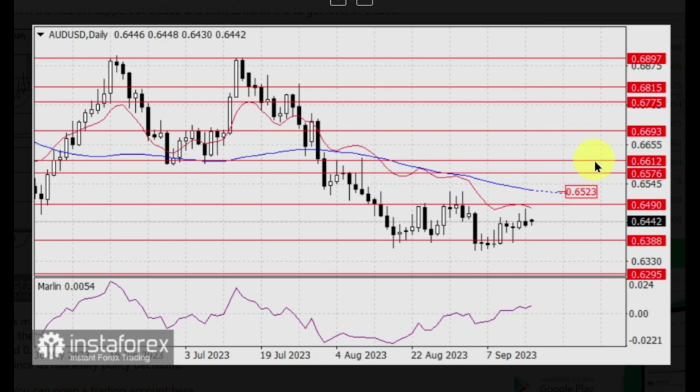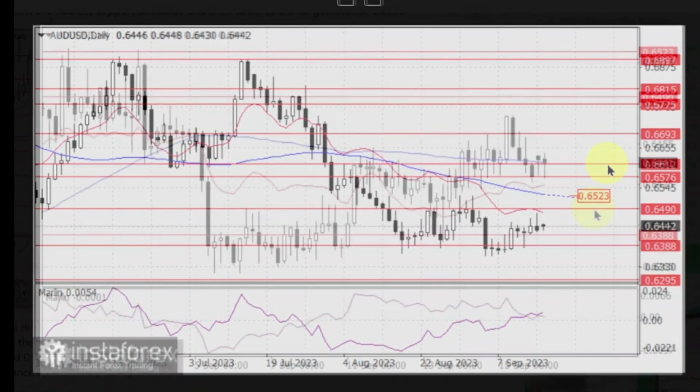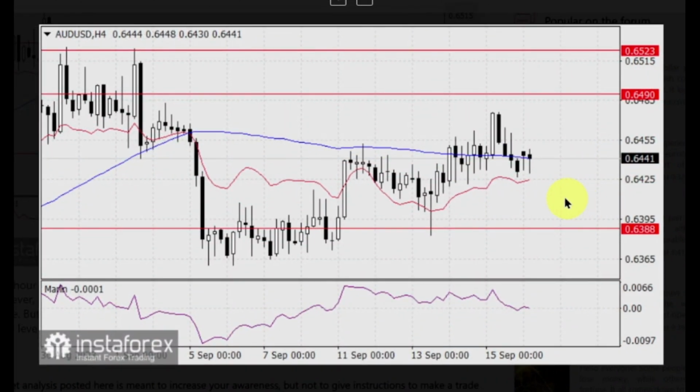Clearly, the main events will occur on Wednesday, the day when the Federal Reserve will announce its monetary policy decisions. On the 4-hour chart, the price is balancing on the MACD line, and the Marlin oscillator is on the 0 line. However, since all of this is happening above the balance line, there is slightly more advantage to the upside. But this is the current trend for today. Overall, consolidation is expected below the resistance level of 0.6490.